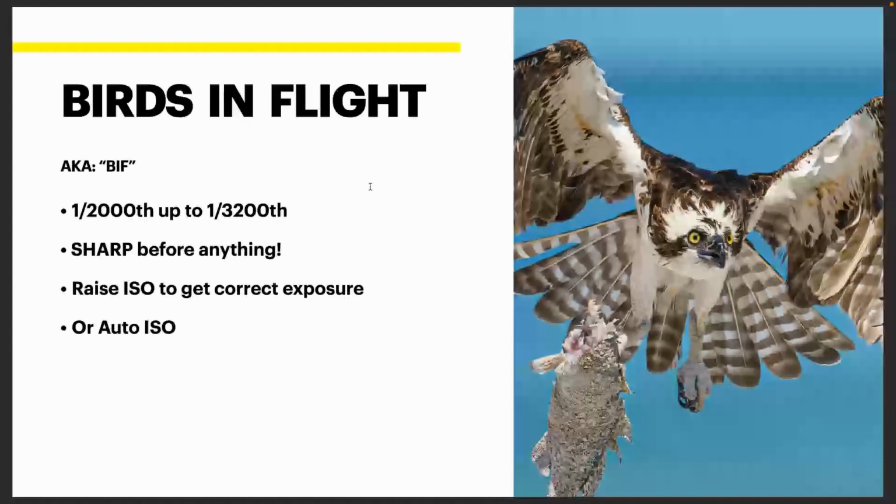Strictly, if you look through my website, you're going to see almost everything in flight shot at 1/3200th of a second, sharp before anything. And then you're going to raise the ISO to get the correct exposure. So remember, you set your aperture, you set your shutter speed. The only variable that's left is ISO, and you're going to raise that to get the correct exposure, which is where auto ISO comes into play, because that will take care of raising it for you.